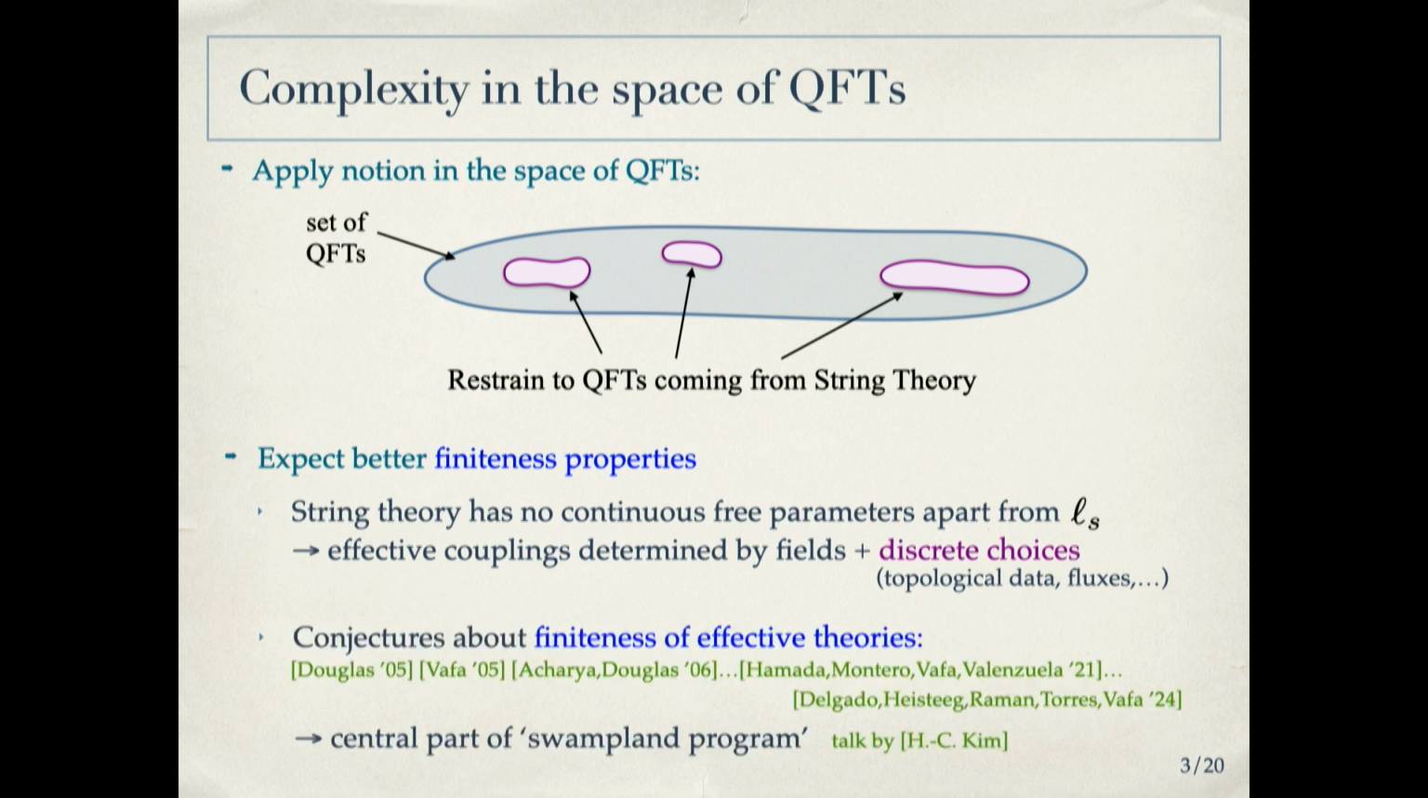Furthermore, starting as early as in 2005, there have been finiteness conjectures, namely about the finiteness of effective theories which arise from string theory, and this is now a central part of the swampland program.